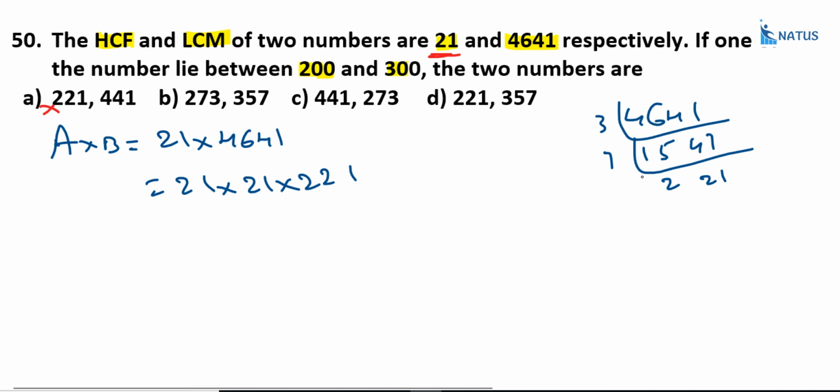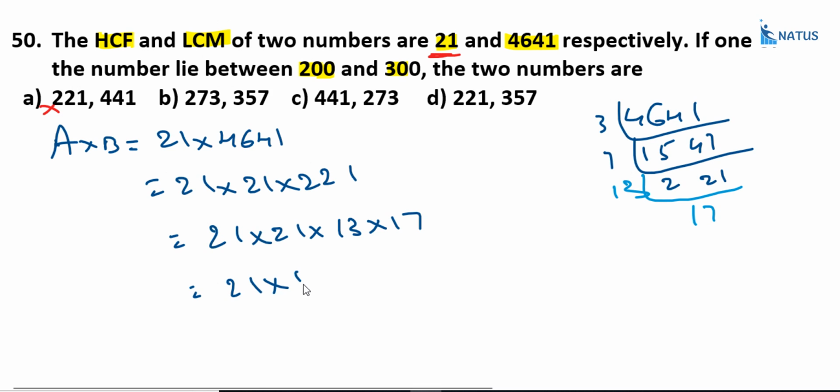Now what can we do? If you are thorough with the tables, then it is very simple. Otherwise, it is a bit difficult, right? So 13 17s are 221. So this is equal to 21 into 21 into 13 into 17. Now what we require is that 21 must be a factor. You will take 21 and 13 as one number, and 21 into 17 as another number. 13 20s are 260 plus 13 is 273. 17 20s are 340 plus 17 is 357.